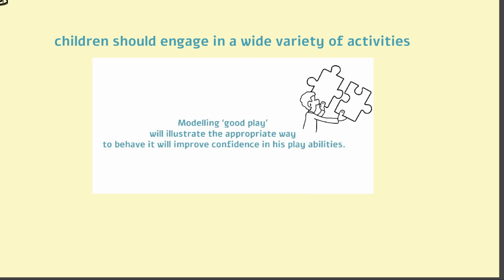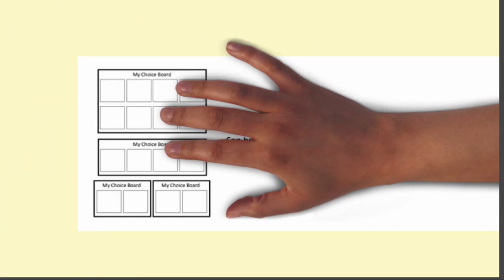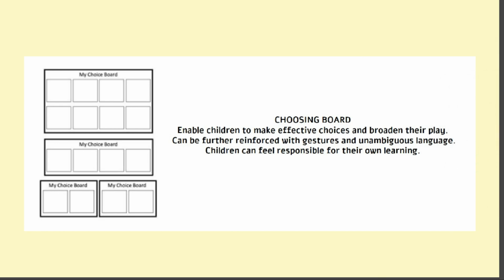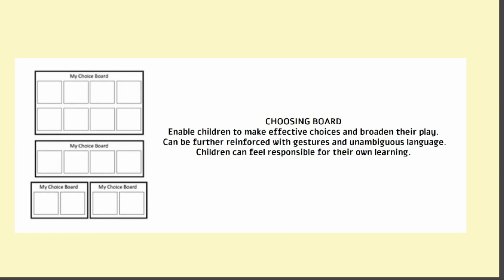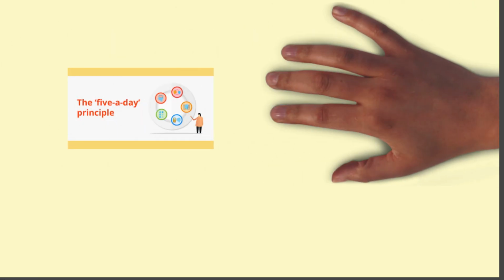Modelling good play will illustrate the appropriate way to behave whilst also improving confidence in his play abilities. Another technique to employ is a choosing board. This will enable children to make more effective choices and broaden their play. Bradley will be presented with 4 different activities on a Velcro board. Symbols and photos can be used to convey this. This can be further reinforced with gestures and unambiguous language.